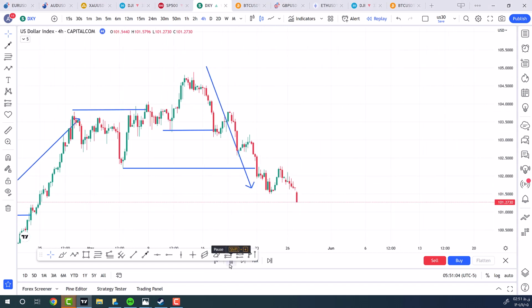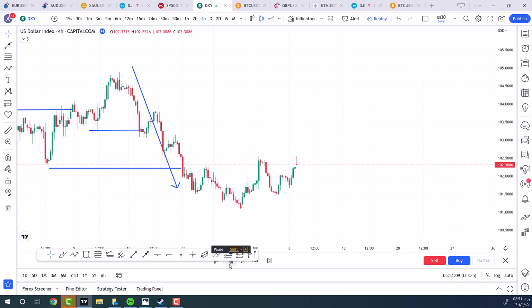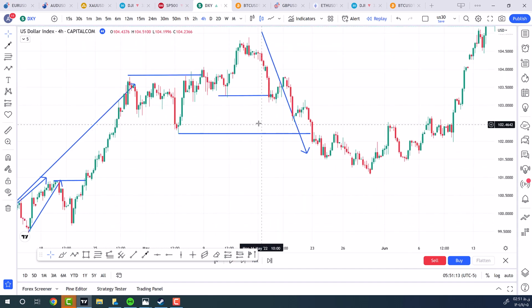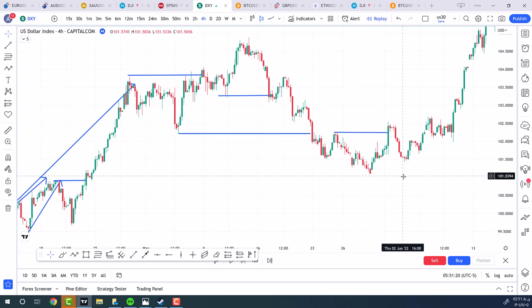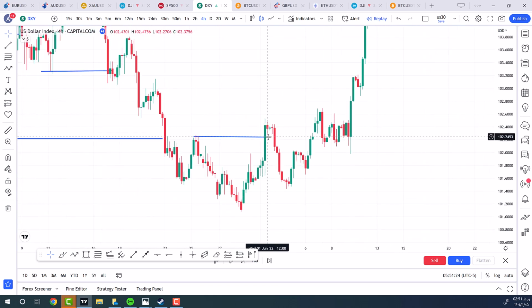It broke the low, it comes up, it retraces, and it is going up. Why? Because this high broke this low. We are going to mark this high. Excuse me, I didn't pay attention too well.